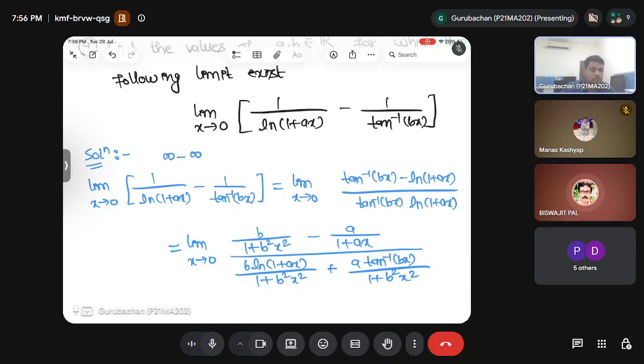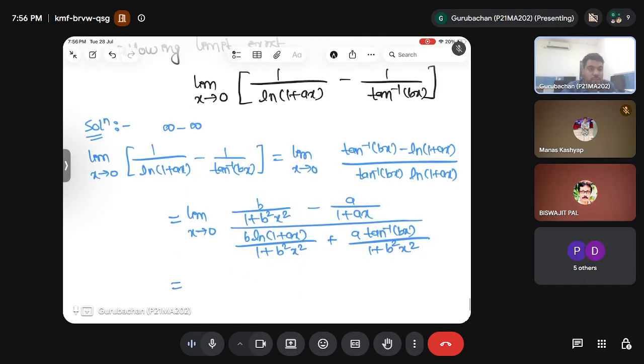So it will have a definite value. When you are substituting x equal to 0, what you are getting in the numerator is b minus a, divided by b plus a, but it will be 0, ln 1 is 0. So that means 1 plus a? Why 1 plus a? 1 plus 0, simply 1.